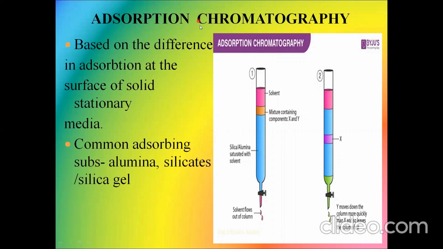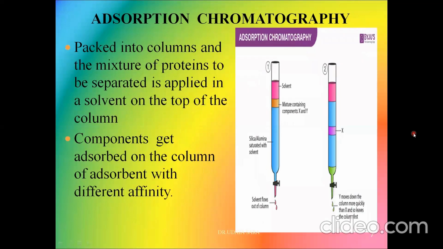This type is based on the difference in adsorption at the surface of the solid stationary media. Different molecules have different adsorption affinity for the solid stationary media. The common adsorbing substances are columns of alumina, silicates, or silica gel. This solid stationary phase is packed into a narrow column, and the molecular mixture to be separated is applied over the top of the column along with the solvent.